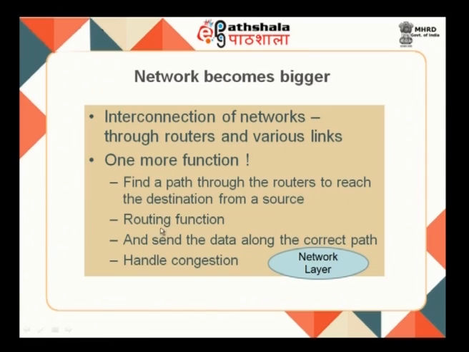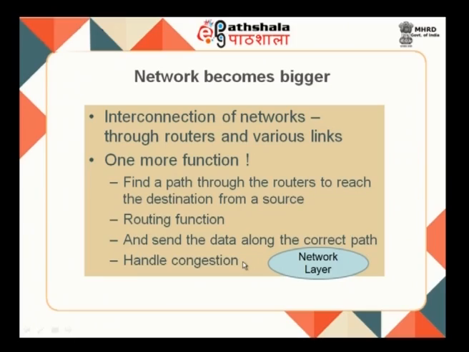And once you have found that path, you keep track of that path, and when the data actually comes along, you must be able to send it along that particular path, right. So, that is another functionality that we need for this interconnection to work. Another thing that could happen when you have multiple networks connected together is congestion.